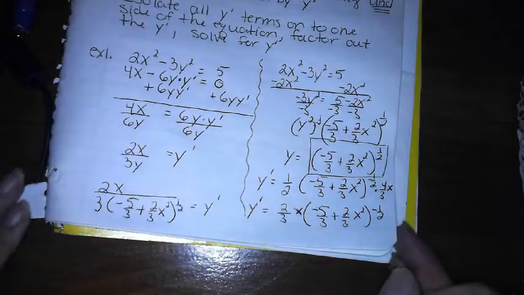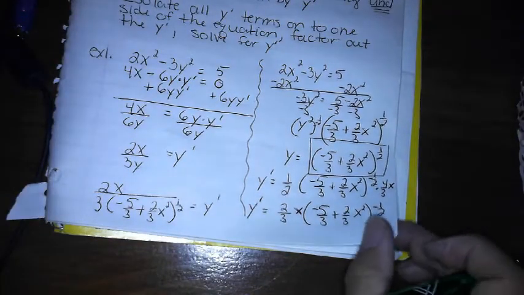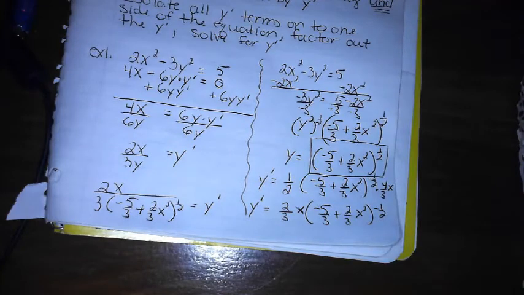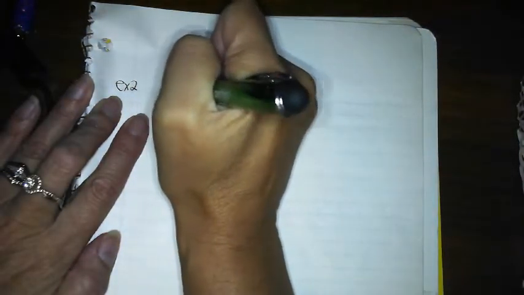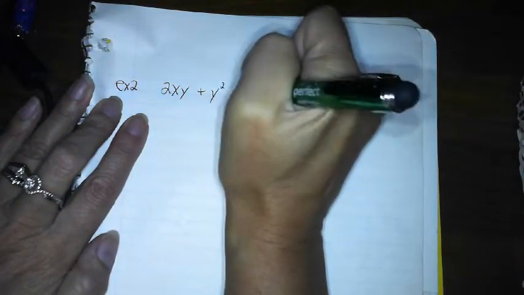So a couple more examples just to practice with some more terms. Number 2. Here's our implicit equation: 2xy plus y squared equals 3. So here's one that has 2 y terms in it, so we're going to be having 2 y primes. Alright, so this is the first term.